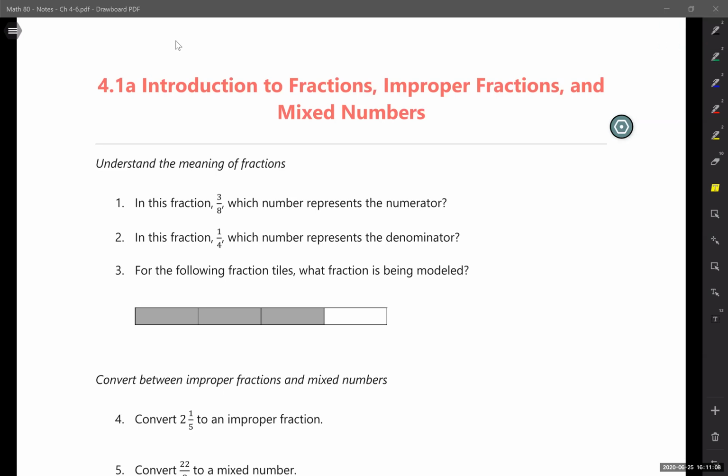So we're talking about fractions. I know a lot of people in the world are generally uncomfortable with fractions, so I just wanted to start at the beginning. Number 1, which number represents the numerator? The numerator is on top, so this number right here, the 3, is our numerator. Number 2, which number represents the denominator? The denominator is the number on the bottom, so that would be the number 4 in this example.